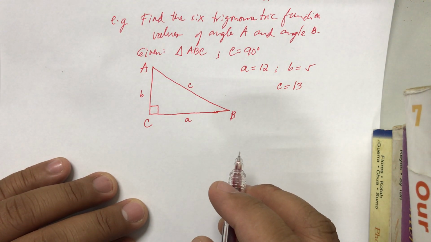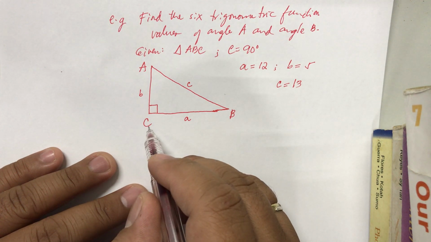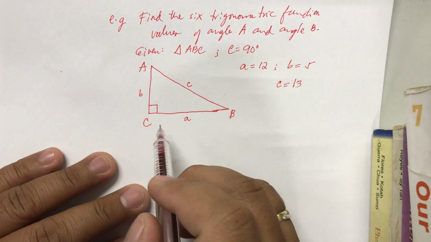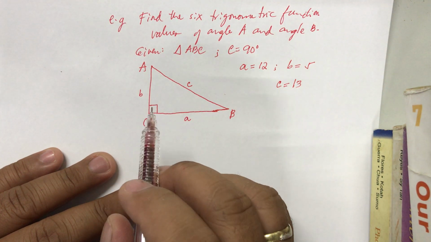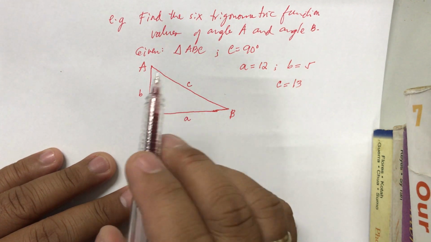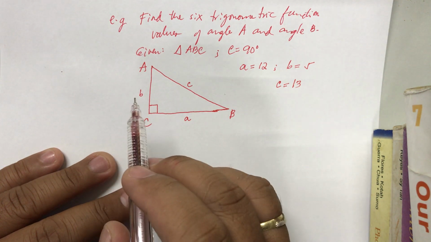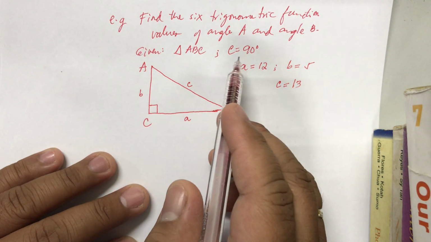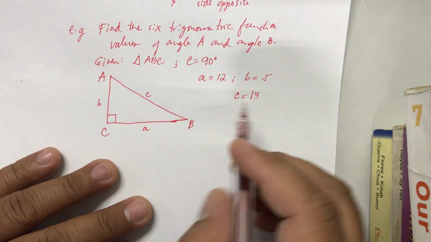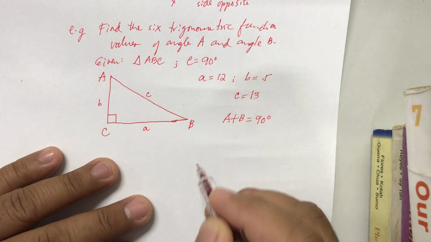One thing that I missed to say. C is equal to 90 degrees. Take note that in any triangle, the sum of the three angles is equal to 180 degrees. Now, since C is equal to 90 degrees and the sum of the three angles is 180 degrees, it follows that A plus B is equal to 90 degrees.